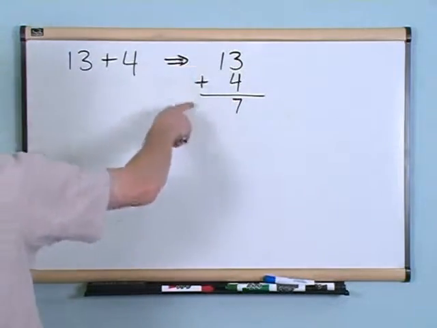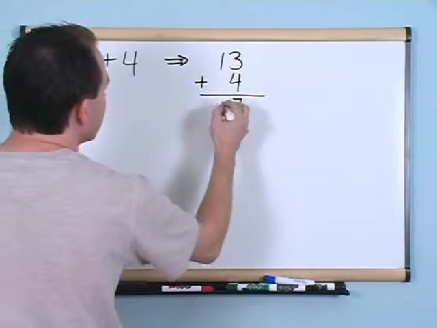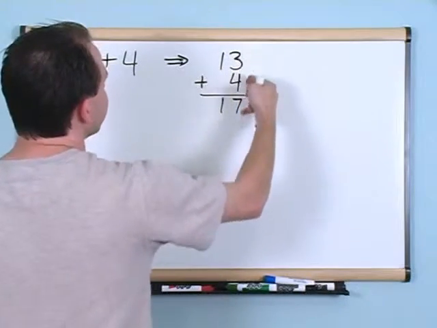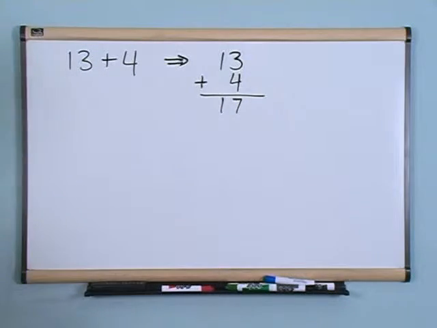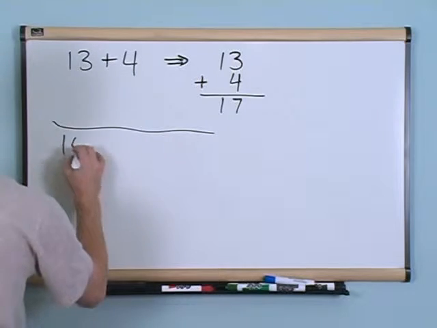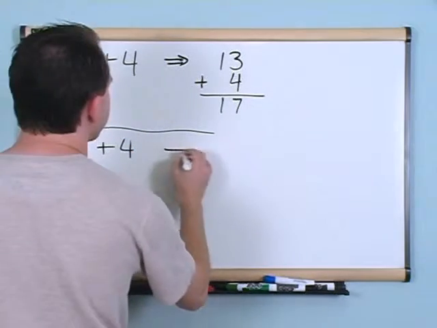Now we move over to the left. 1 plus 0, because there's nothing here, it's like a 0, just gives you 1. So the answer is 17. You start at the right, 3 plus 4 is 7, and then you move left, 1 plus 0 gives you 1. Okay? We're just going to do a lot of these problems so we can get a lot of really good practice.